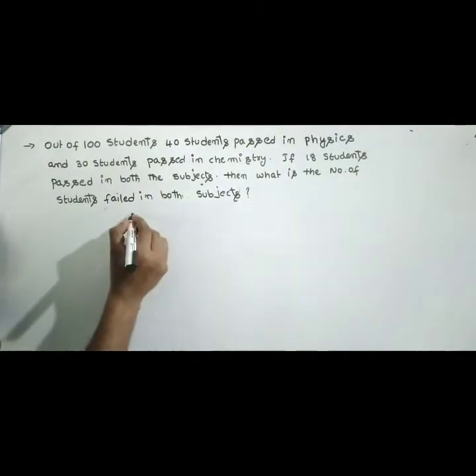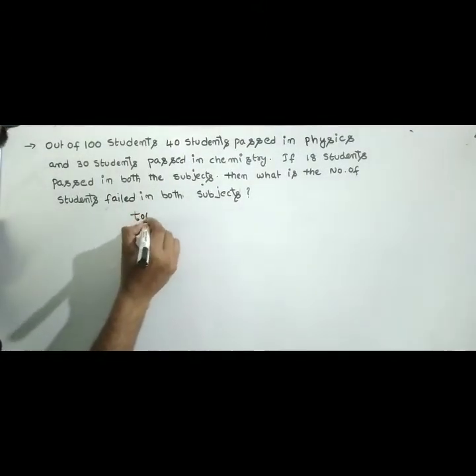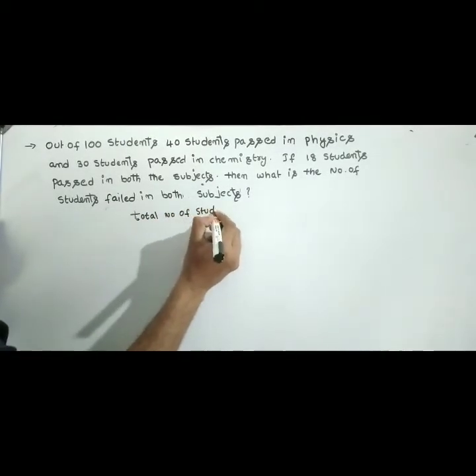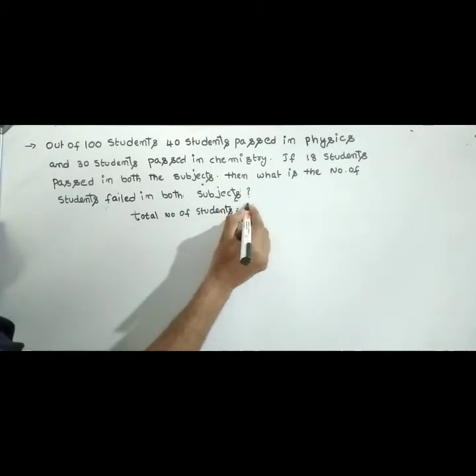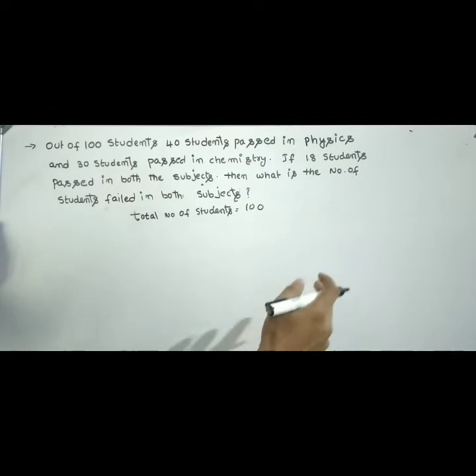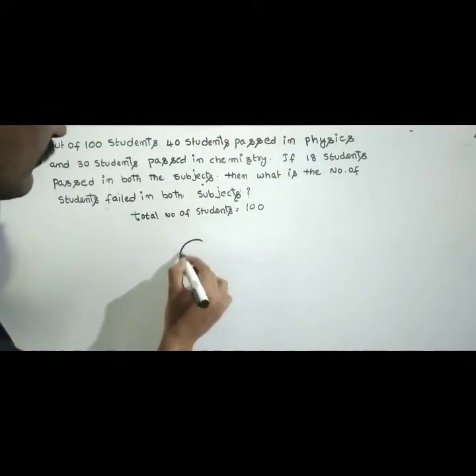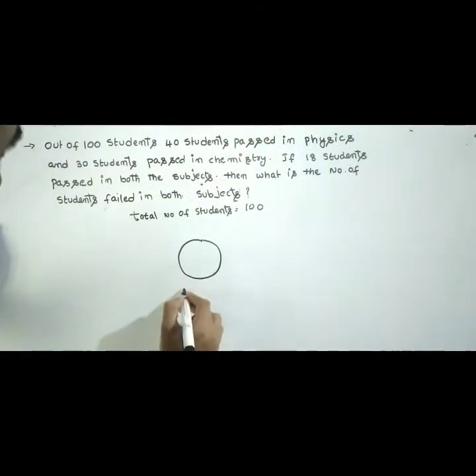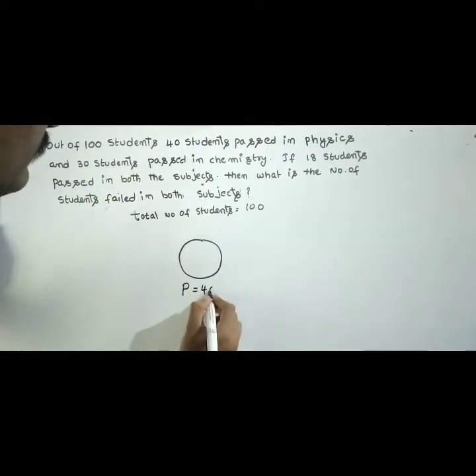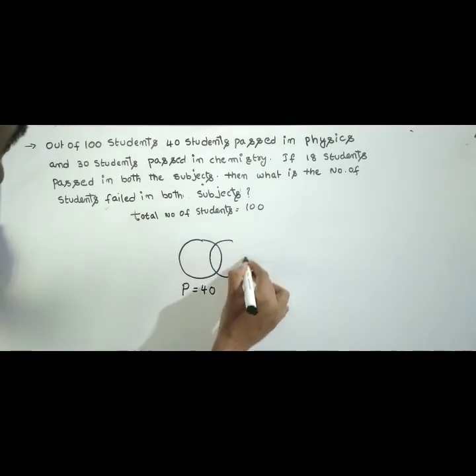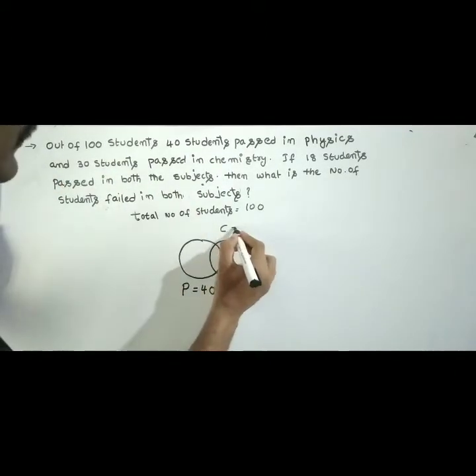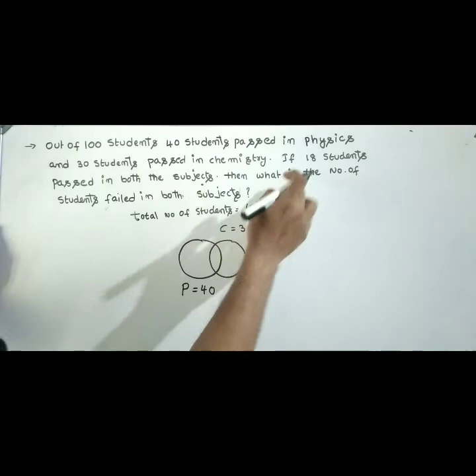See friends, total number of the students how much? 100. Then see friends, this type of problem we will go like this. You draw one circle. This is physics. Total number of the students passed in physics equal to 40. Then again you will draw another circle. This is chemistry. How many students passed in chemistry? 30 students.